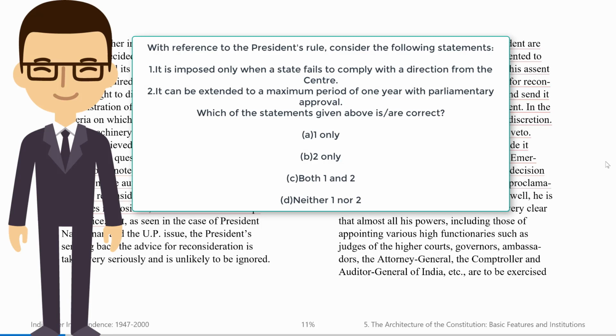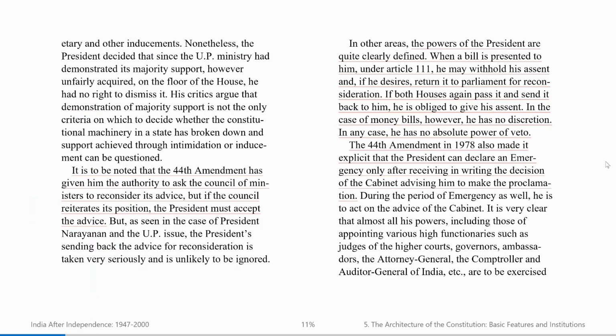There are other areas where the powers of the president are clearly defined. These were the discretionary powers of the president. There are other discretionary powers regarding tribal areas, etc. But coming back, if a bill is under Article 111, he may withhold his assent if he desires and return it to Parliament for reconsideration. But if both the houses pass it again, he has to typically give his assent.